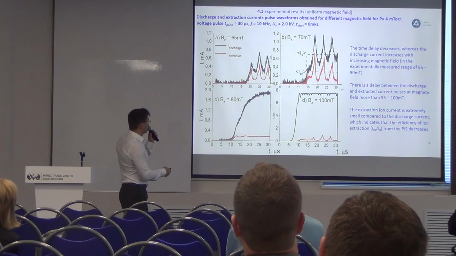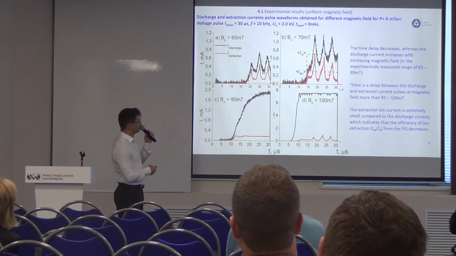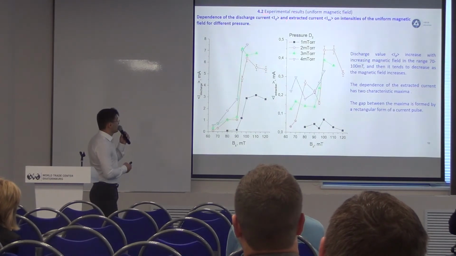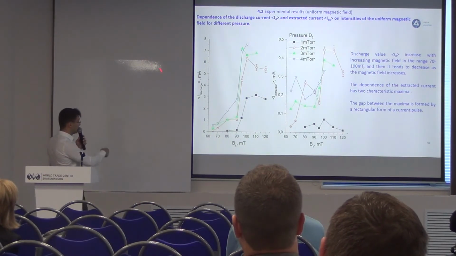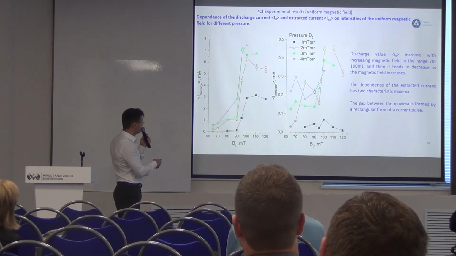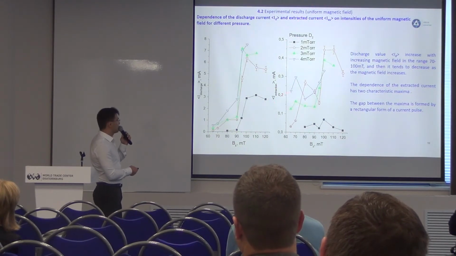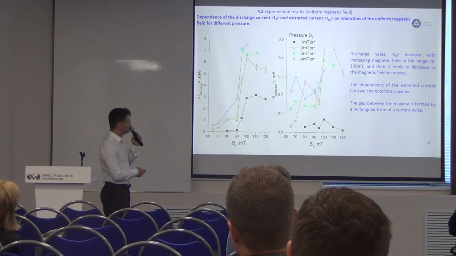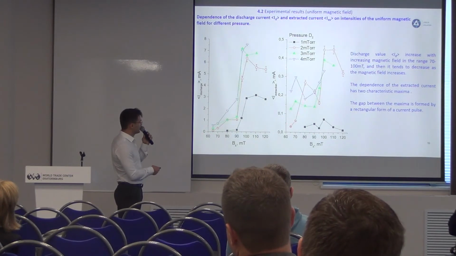I'm sorry. We look for average currents, which is some average current of our pulses. And the dependence of discharge average current, how can you see in this left picture, is the same as I already showed you. It's sharp growth, and then it decreases during increasing magnetic field. But how can we see the extraction current in all pressure modes have two special maximums and one gap. So it means that in this part, please see the red line.